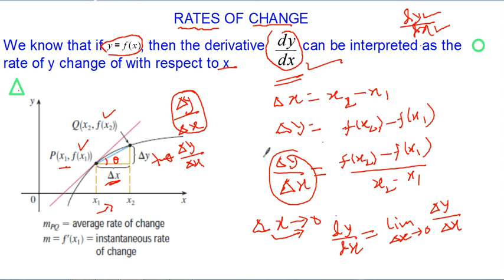Now there is another topic. Change cannot always be in just one object. Change can also happen when there are more than two objects. That is called related rates. Related rates are rates which change with respect to some other quantity.